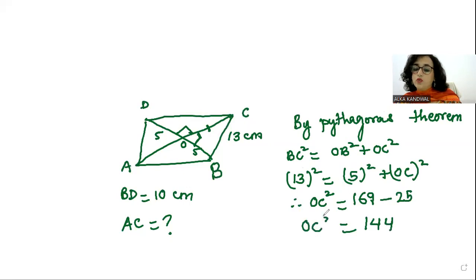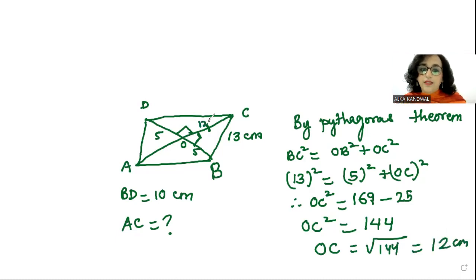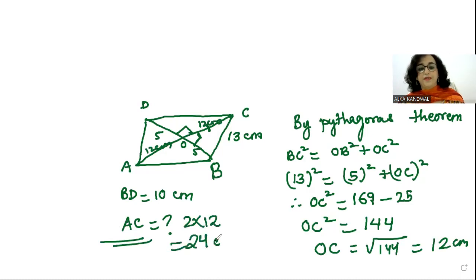So if OC square is 144, then what will OC be? Under root 144, that is 12 centimeter. So if OC is 12 centimeter, then OA will also be 12. So what will be AC? AC is nothing but 2 into 12, that is 24 centimeter. Yes, so that will be the answer. So how were we able to calculate? Because we knew that diagonals are perpendicular bisectors, all the sides of the rhombus are equal, and with this property we were able to find the value.